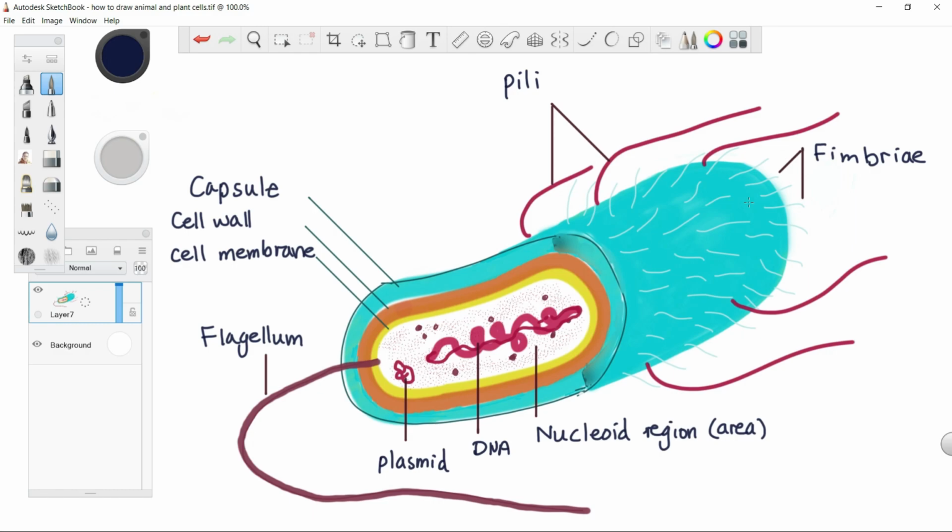Fimbria, and fimbriae in the plural. Fimbriae are thin hair-like structures that help cellular attachment. Pilus, and pili in the plural. They are rod-shaped structures involved in multiple roles, including attachment and DNA transfer.